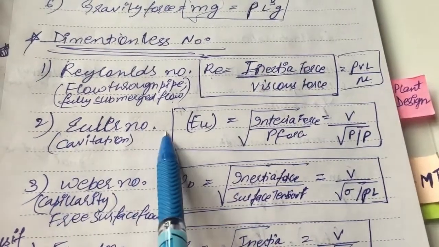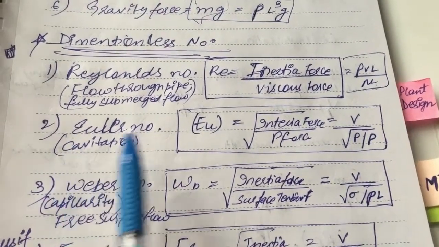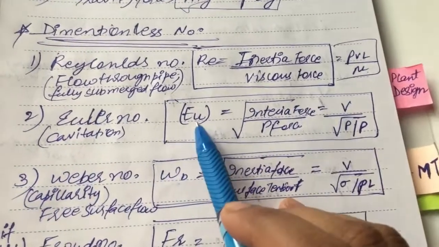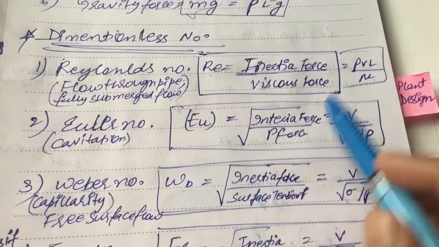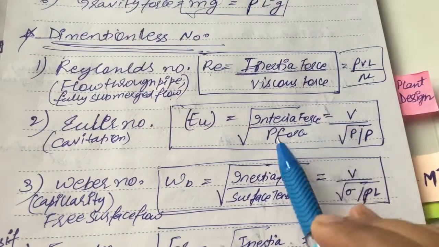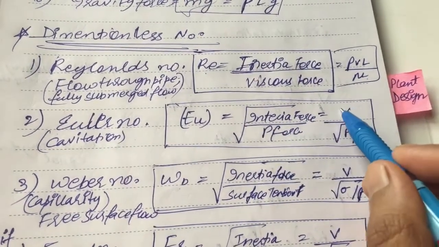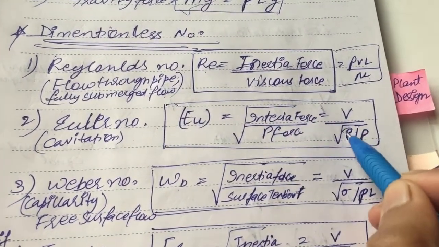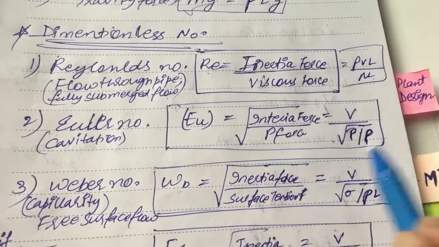Then we have Euler's number, and in case of cavitation, Euler number is used. It is denoted as Eu, which is under root of inertia force by pressure force. So it would be V by root of pressure by density.